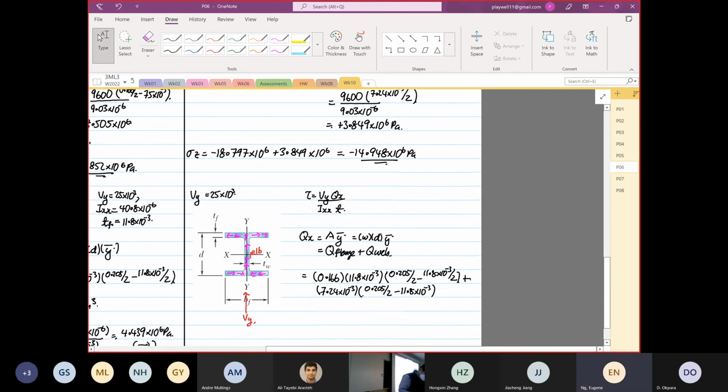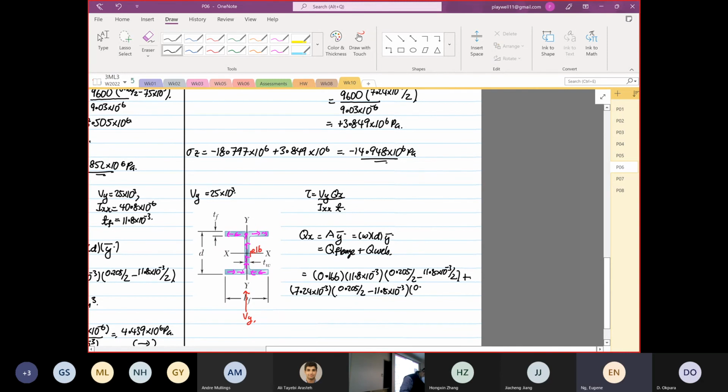Then I will take the same dimension and multiply by, oh, this is a long formula. Then do this again: 0.205 divided by 2 minus 11.8 times 10 to the power minus 3, multiplied by half. Why that formula? Because this is the distance from here to here, 0.205 divided by 2 minus 11.8 times 10 to the power minus 3. Then over here, this distance is your y bar, so you take half of that.